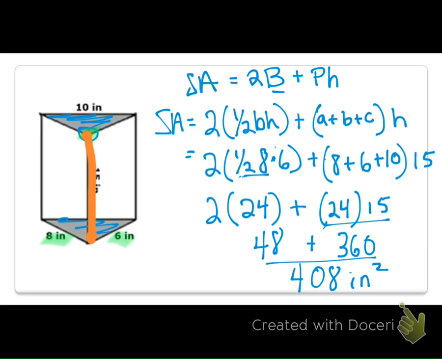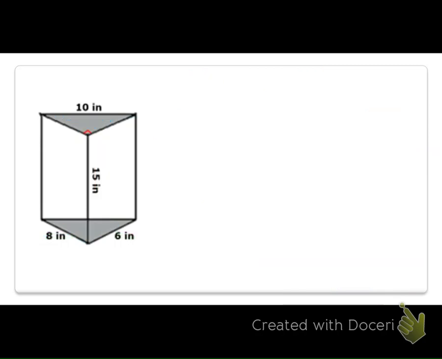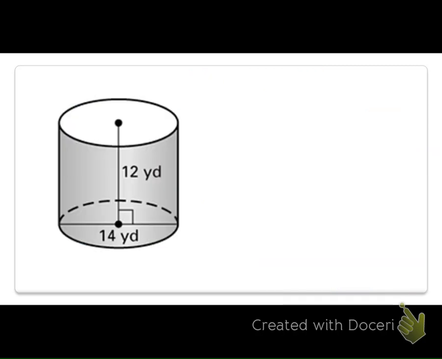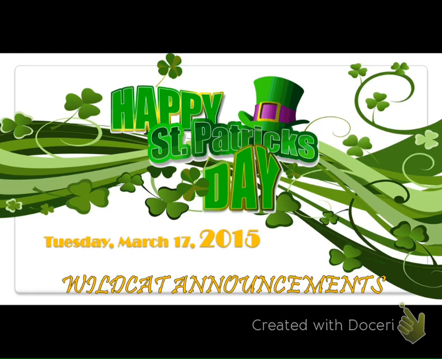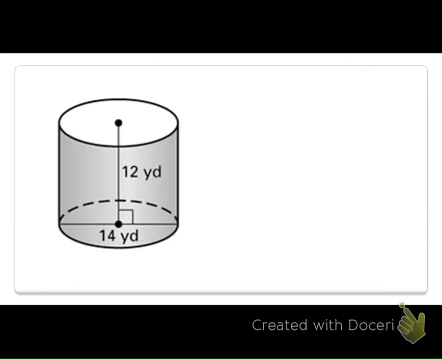That means if I wanted to paint this triangular prism, or if I wanted to make a box that was this size, this is how much paint or how much cardboard I would need to cover the total surface area. Now I do want to show you real quick that this same formula works for other shapes as well. Not only triangular prisms. It works with rectangular prisms, pentagonal prisms, any kind of prism you want. So I'm going to use a cylinder real quick because that's also a type of prism.